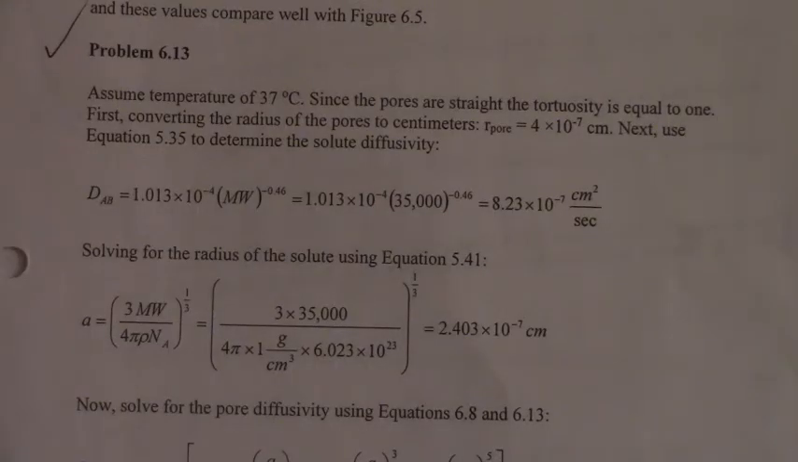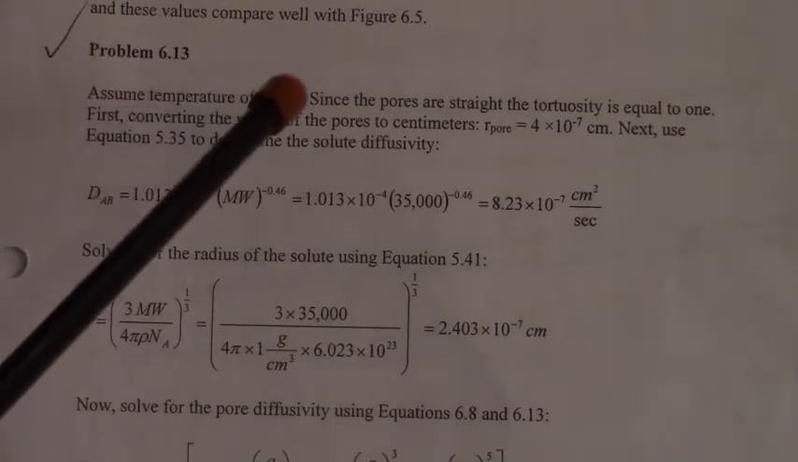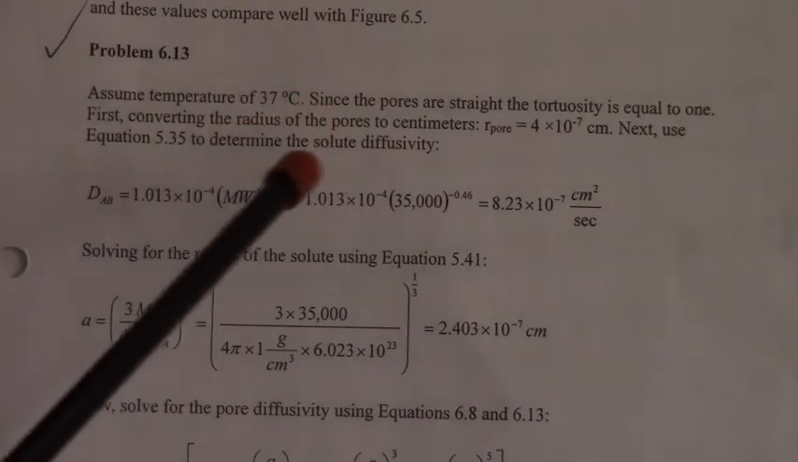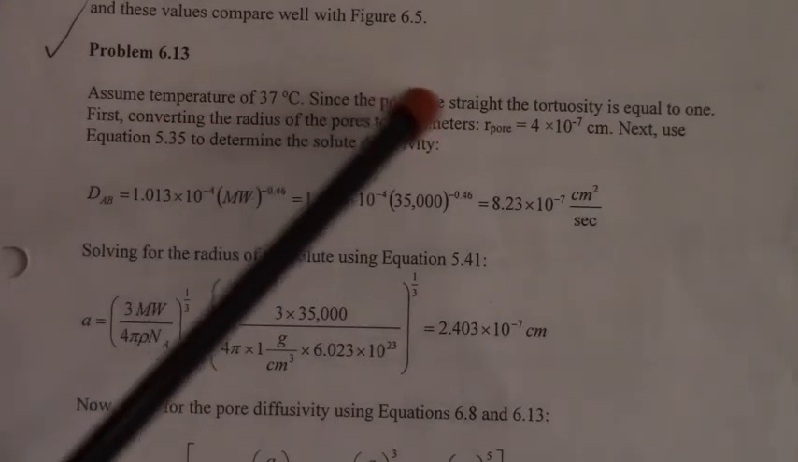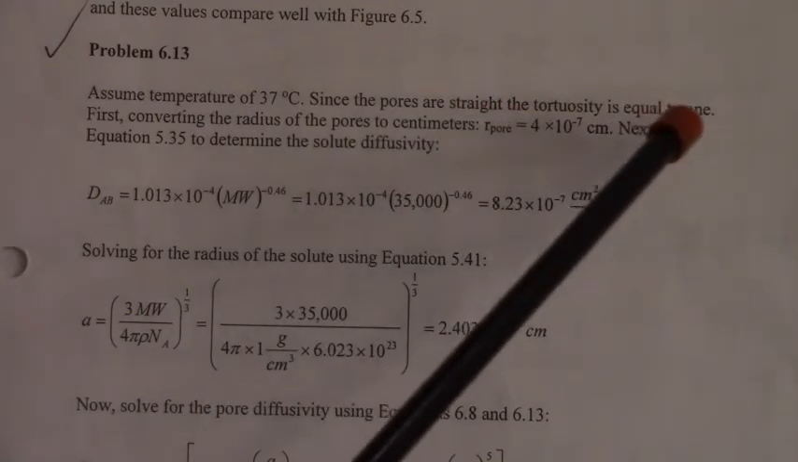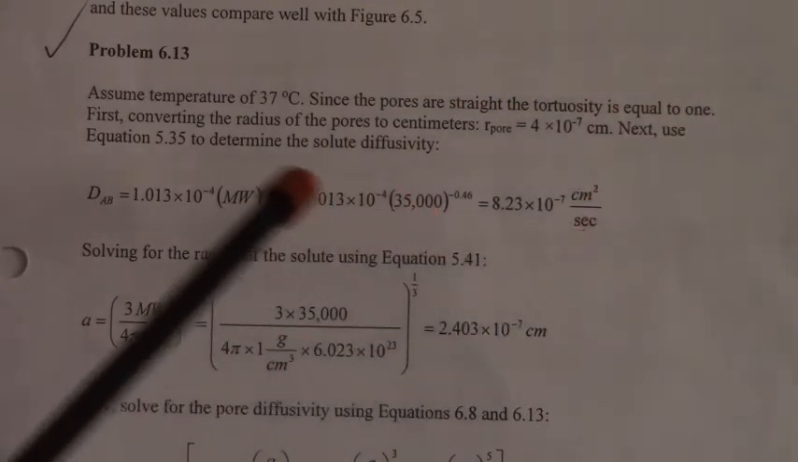Okay, let's take a look at the solutions for homework 15. The first problem was problem 6.13, and we're given a whole bunch of properties about a transport of a solute across a membrane, and we're told to find the effective diffusivity. So in this particular case, we can assume a temperature of 37 degrees C or some other reasonable temperature. We're also told that the pores are straight, so that would tell us that the tortuosity is equal to 1.